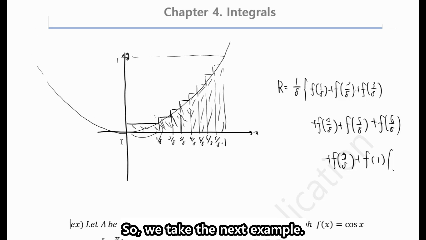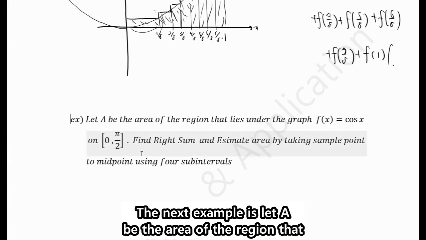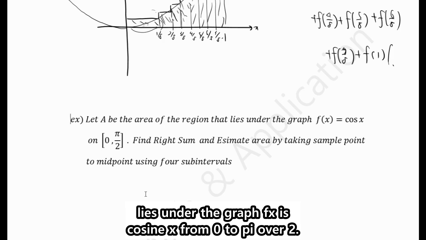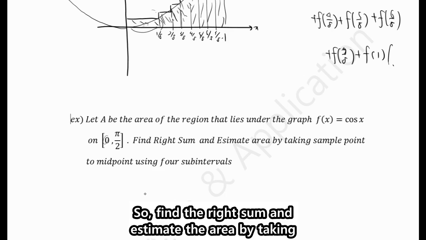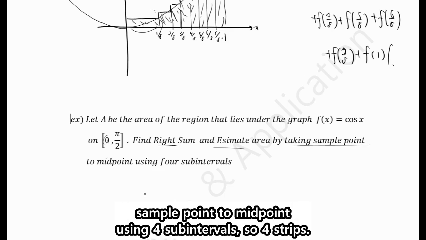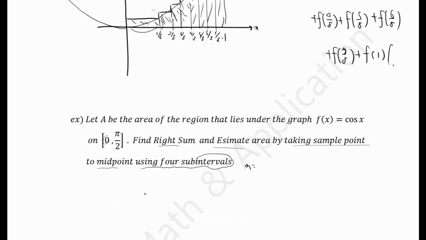So we take the next example. The next example is: let A be the area of the region that lies under the graph f(x) equal cosine x from 0 to pi over 2. Find the right sum and estimate the area by taking the sample points as midpoints using 4 subintervals, so 4 strips. So n equal 4.